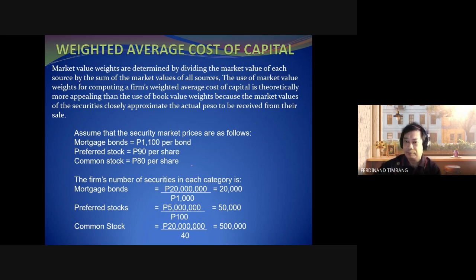So, halimbawa ito, no? Ang sabi rito, ang current price ng mortgage bond ay 1,100 per unit. Tapos yung preferred stock daw ay 90 at yung common stock ay 80. Now, for us to compute the market value, we have to get the units. Units for the bonds, the number of shares for the preferred, and the number of shares for the common stock. And then we will multiply them. Yan, multiply natin yan. Then for the preferred, multiply. And then this one also multiply. For you to get the market value.